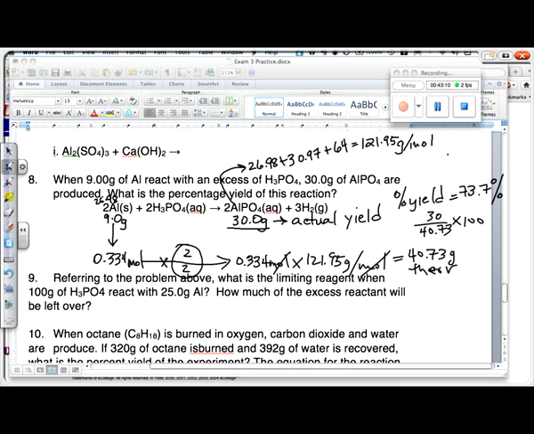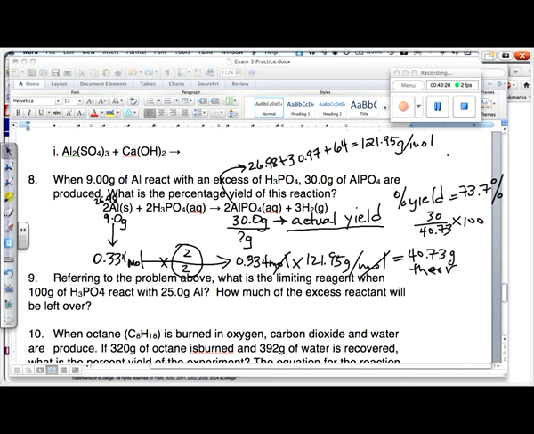All right, never given the theoretical yield. If you're given the amount of a product produced, put it off to the side, that is your actual yield, and then you will be finding out how many grams of that same product you make, which is your theoretical yield.